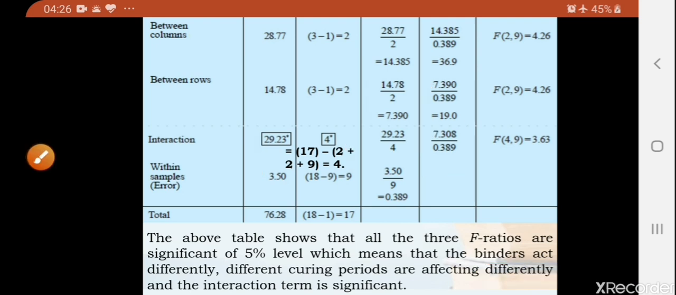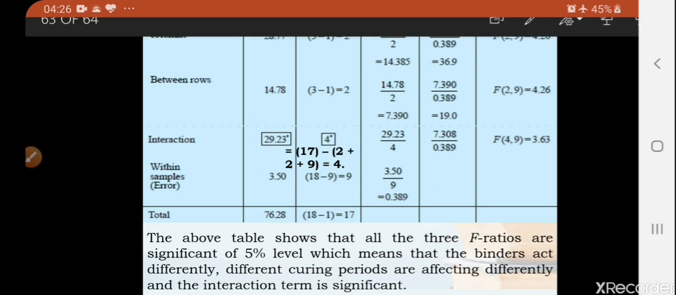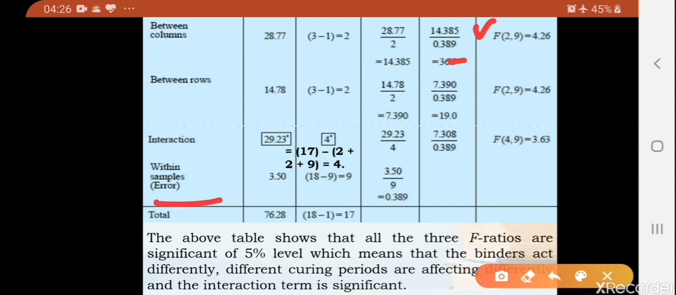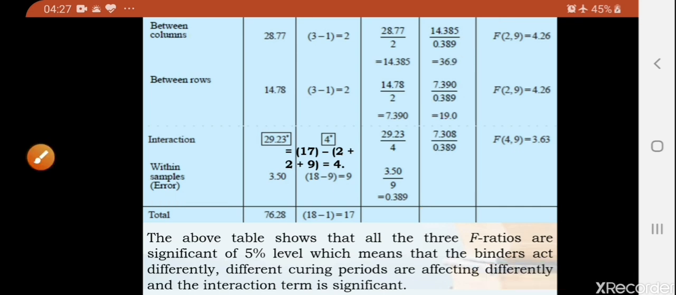And then the next step is we have to calculate the F ratio. F ratio for between columns is MS for columns divided by MS within samples. Similarly for between rows, it is MS between rows divided by MS for within sample error. And similarly for interaction also we have to calculate the F factor, which is the MS for the interaction divided by within samples error. So all these values we have calculated.